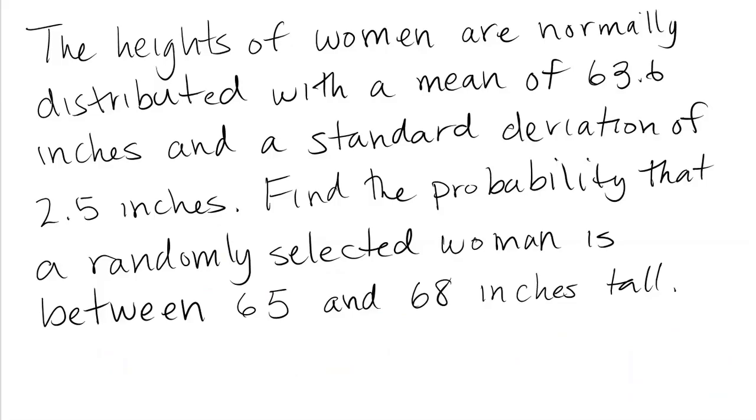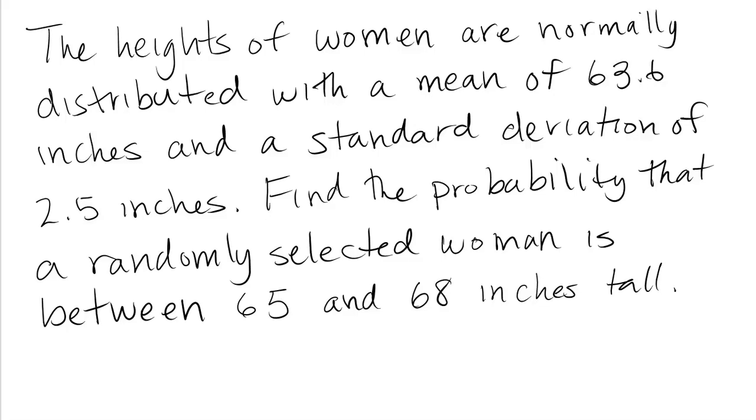One more example of this type. They're all pretty much the same once you get the hang of it. You just have to identify the type of problem that you're doing and get used to the calculator function. The heights of women are normally distributed with a mean of 63.6 inches and a standard deviation of 2.5 inches. Find the probability that a randomly selected woman is between 65 and 68 inches tall.